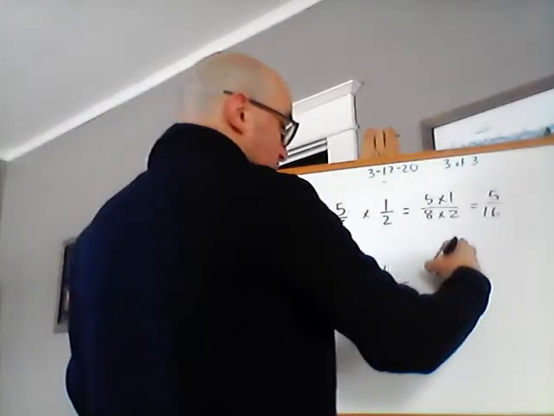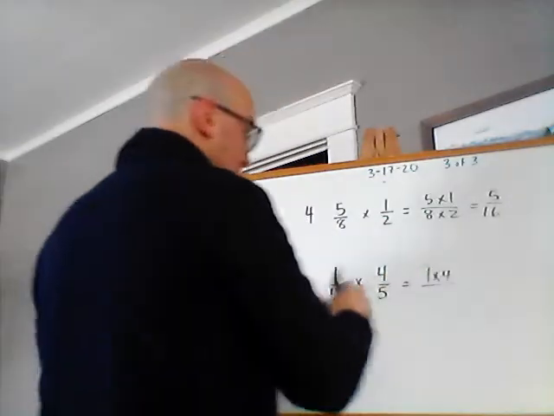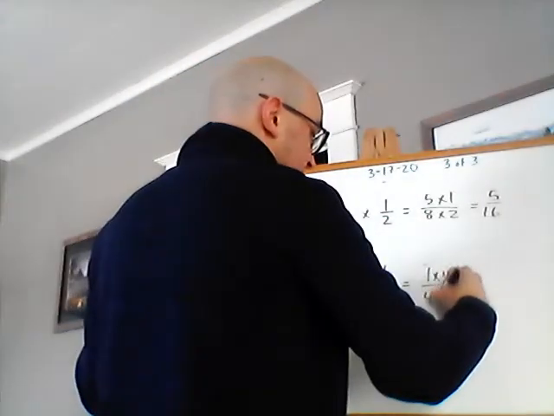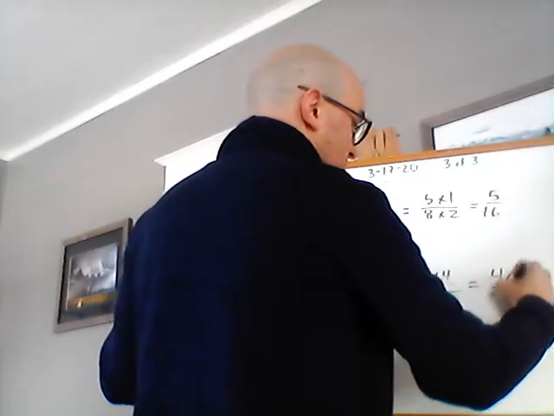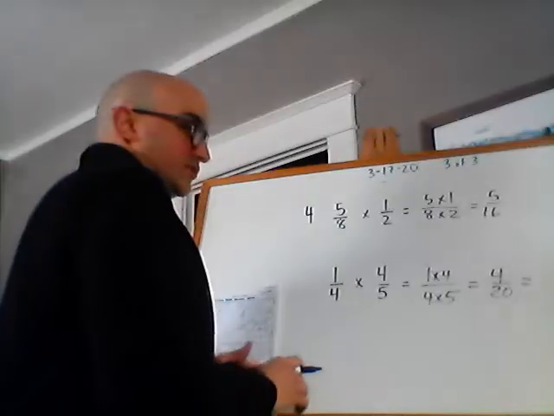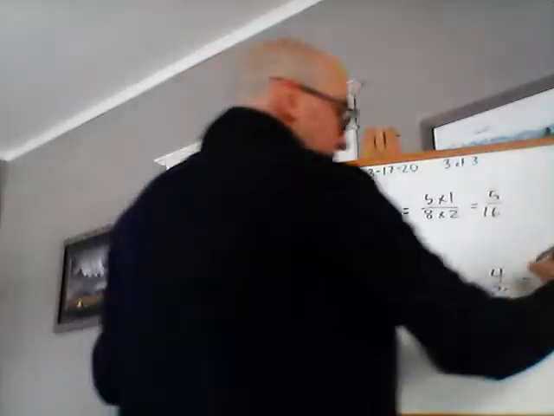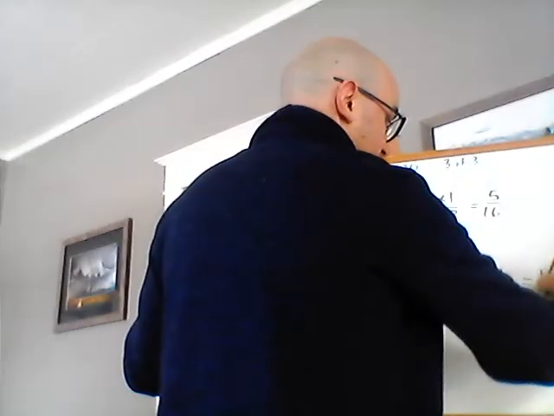Here, 1 times 4 on top, and 4 times 5 on bottom. We're going to get 4 on top, 20 on bottom. That can simplify if you divide. The common factor here is 4, and so that simplifies to 1/5.